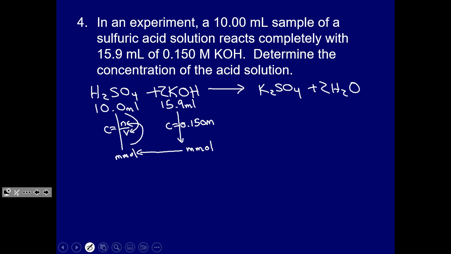If we leave it as milli, again, C equals N over V, and I want to get N, because I need the millimoles. Moles or millimoles, still N. N equals C times V. The C is 0.150, and the V is 15.9. We're going to keep milliliters. And because we kept milliliters, we will have millimoles. And sometimes it's nicer to work with those numbers. What are we getting for the millimoles? How many millimoles?